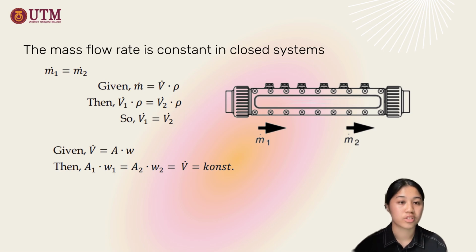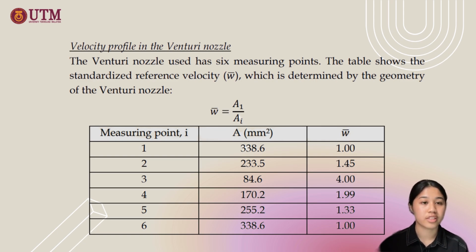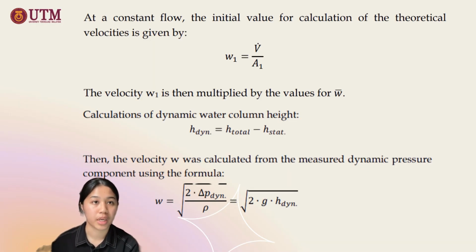Given that V is equal to A times flow velocity, the velocity changes with area in a pipe, but flow rate remains constant. At 6 points in the nozzle, the velocity is calculated based on a standardized reference velocity. The nozzle flow coefficient Kv relates pressure drop to flow rate, helping determine flow through the nozzle.